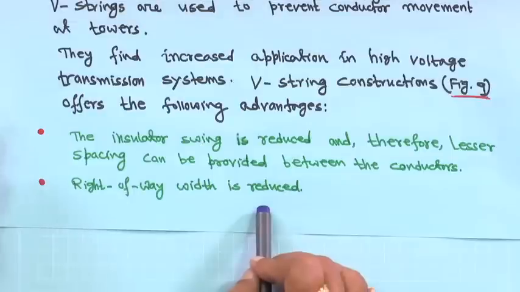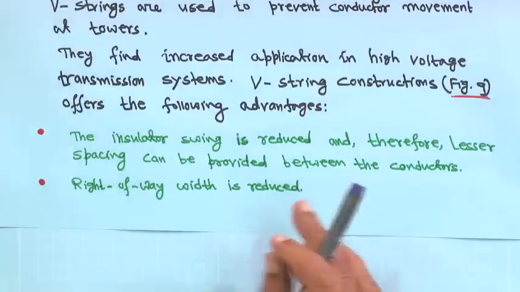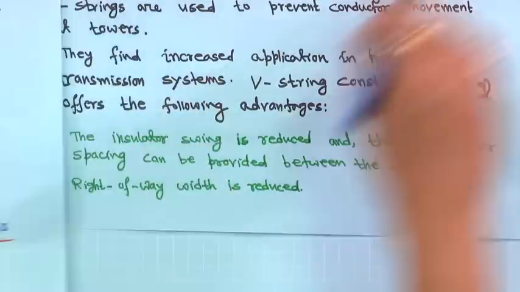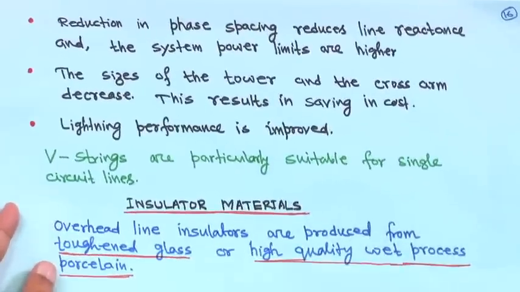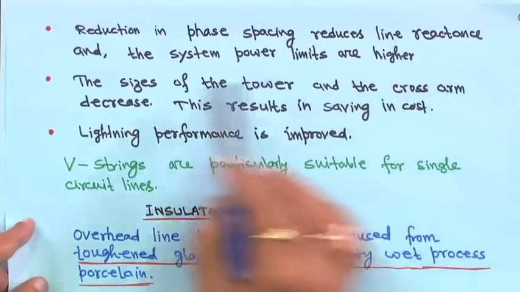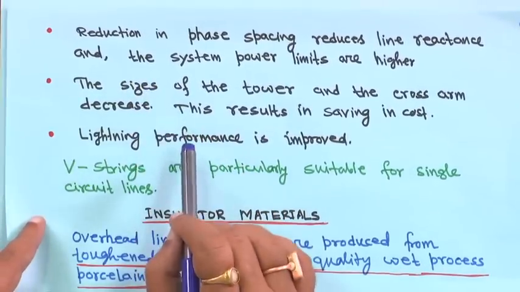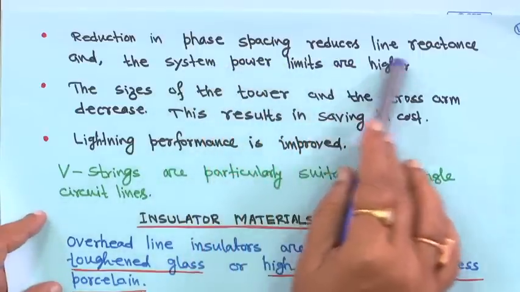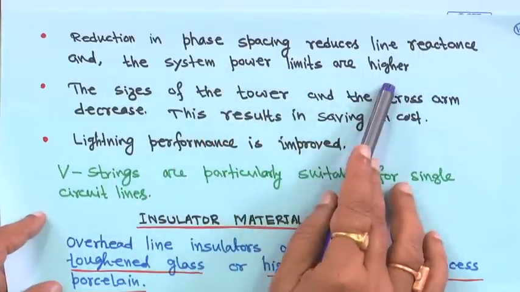So, right of way width is reduced, that is true, because it will not take much space. Then, reduction in phase spacing reduces the reactance. You have studied transmission line inductance calculations; those who have taken the power system analysis course have seen it there, or we have read it in any book. So, reduction in phase spacing reduces the reactance and the system power limits are higher.